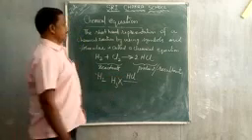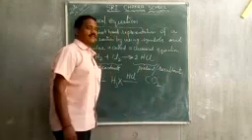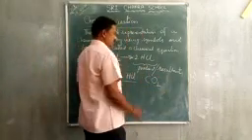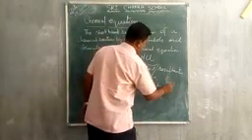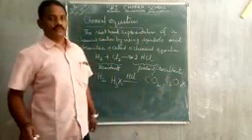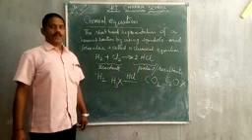For example, carbon dioxide. The formula of carbon dioxide is CO2. You must write CO2, that's all. This cannot be changed. This cannot be altered. You cannot write C2O. This is wrong.